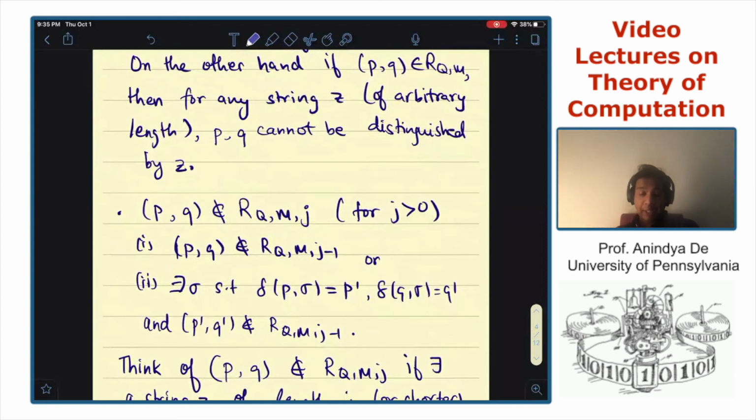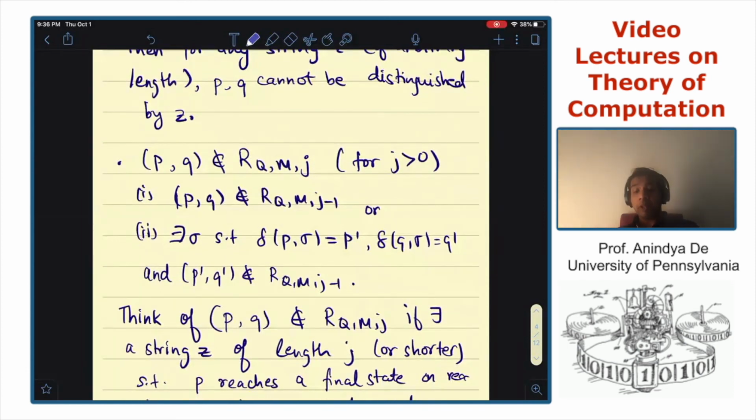So we say two states P, Q are not in R_{Q,M,J} if either they are not in R_{Q,M,J-1}. So two strings which are in different equivalence classes in R_{Q,M,J-1} are now automatically in different equivalence classes with R_{Q,M,J}. Or there exists a symbol sigma such that P on reading sigma goes to P prime, Q on reading sigma goes to Q prime, and P prime, Q prime are in different equivalence classes with respect to the (J-1)th equivalence relation, R_{Q,M,J-1}.